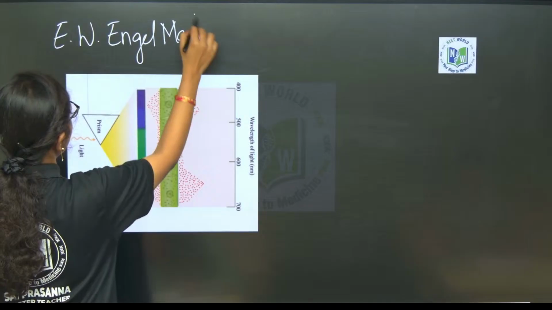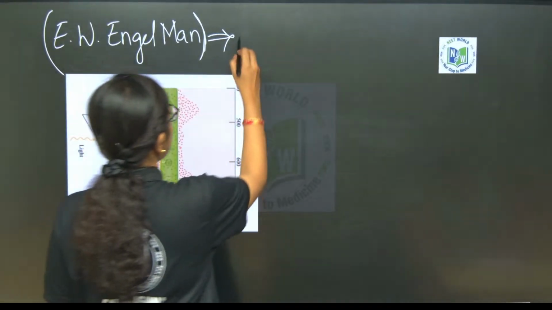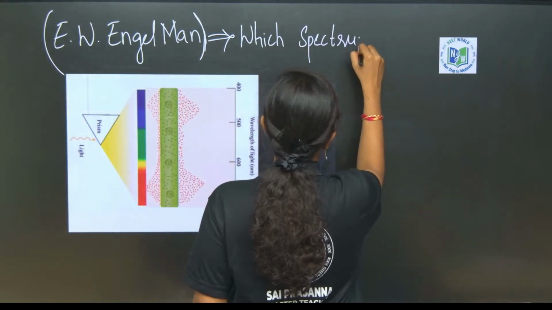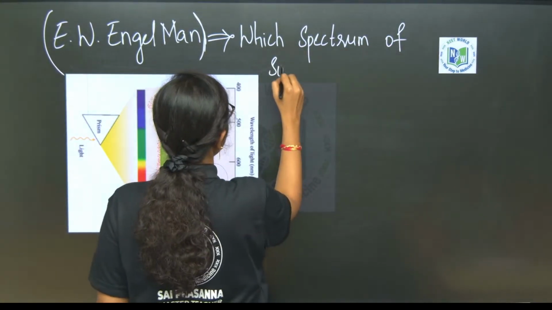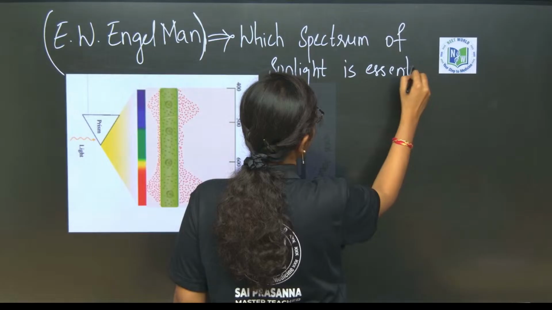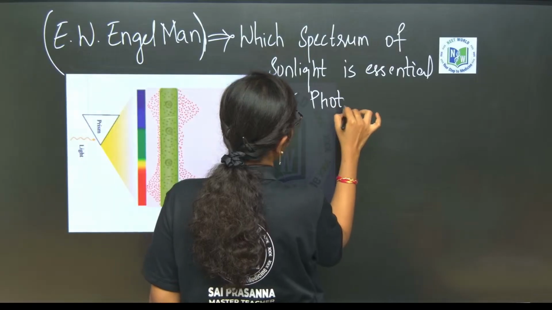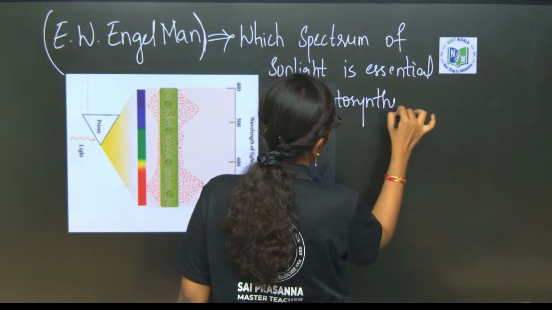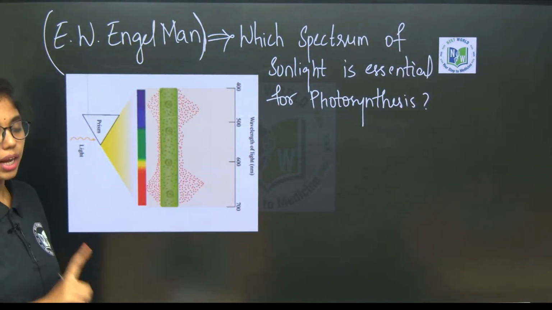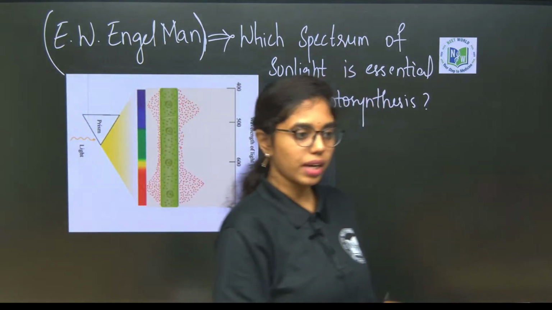What did he do? Which spectrum of sunlight is essential for photosynthesis? So, usually you have to be clear with this. The visible range of sunlight is 300 to 700 nanometers. Of that, photosynthetically active radiation is 400 to 700 nanometers.